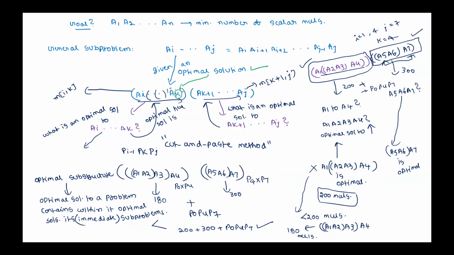Is this clear now? You tell me whether the matrix chain multiplication problem has optimal substructure or not.